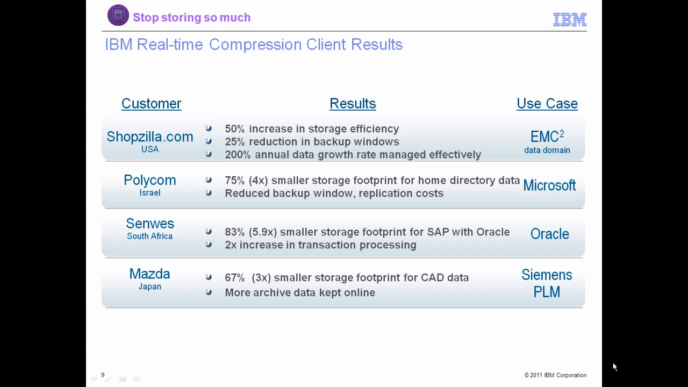And here's an excellent example of Oracle on NFS, where high compression ratios actually turned into greater processing time or better performance. Mazda in Japan, a CAD/CAM environment, was able to see a 67% smaller storage footprint for their CAD data, and essentially they were able to keep more of their archive data available and online to be more efficient when doing their next evolutionary drawings.